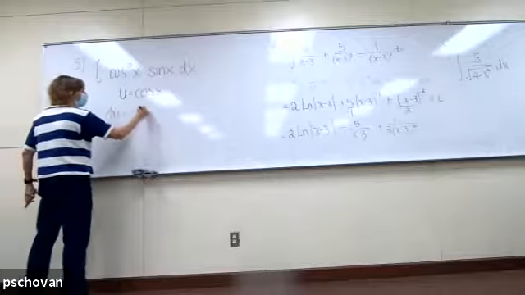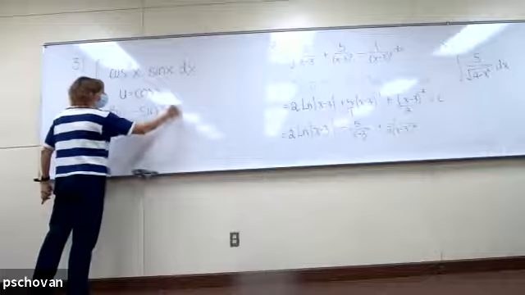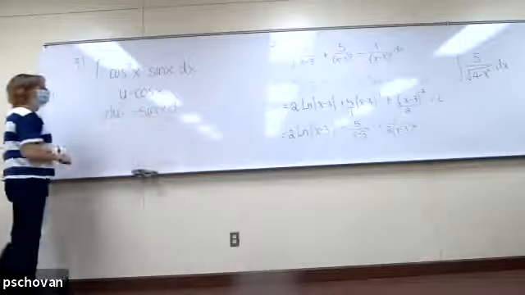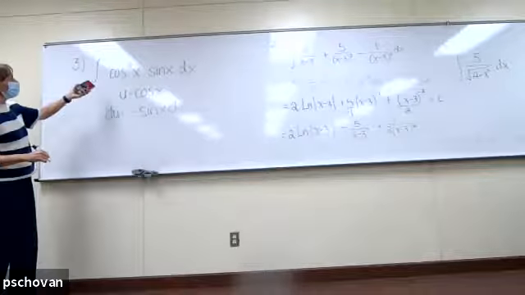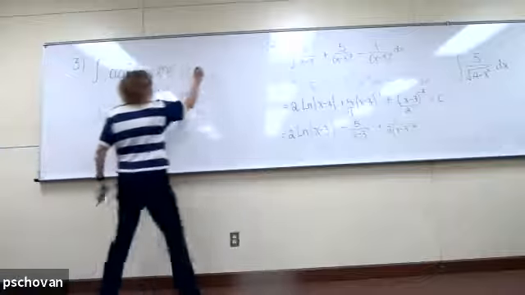This derivative is going to give us a minus sine of x. So I can put the minus with the du. And we're just integrating minus u squared du.